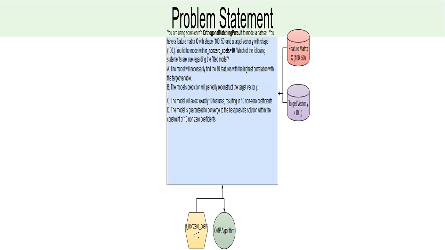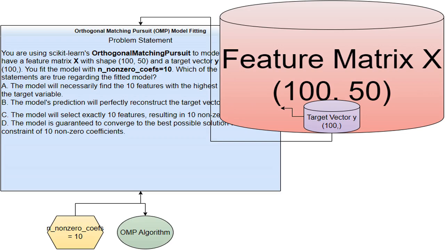I'm using scikit-learn's OMP to model a dataset. We have features, think ingredients, and a target, the dish we're making. My goal is to figure out how these features interact to make the target. This describes the features. It's a table. I have 100 observations and 50 different features for each observation. It is like a spreadsheet with 100 rows and 50 columns.